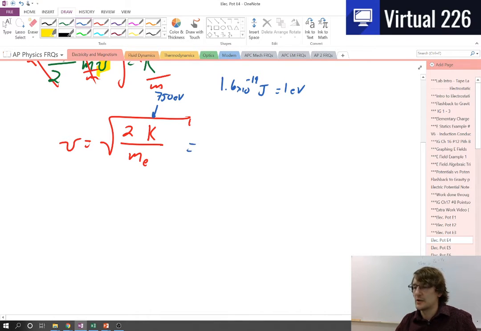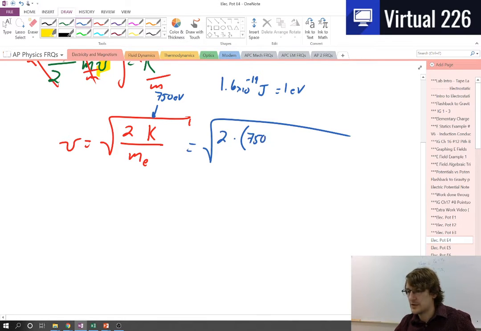So the way we do this is there's our square root, there's 2 times, and here's our conversion right here. Our conversion is going to be the 750 eV multiplied by 1.6 times 10 to the minus 19 joules, and that's per electron volt, and that's why these electron volts will go away, which is very nice for us. We're back to joules. And then we divide that by the mass of the electron, which is 9.11 times 10 to the negative 31 kilograms. And make sure all of that is in the radical.